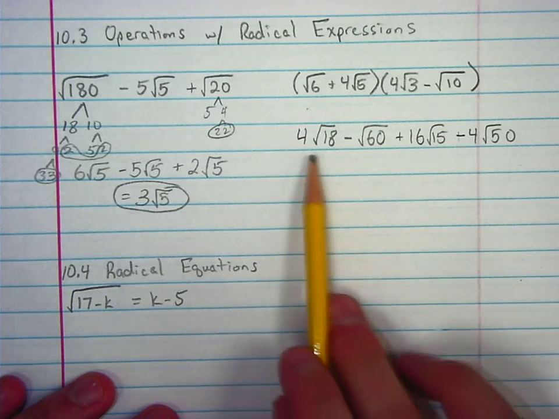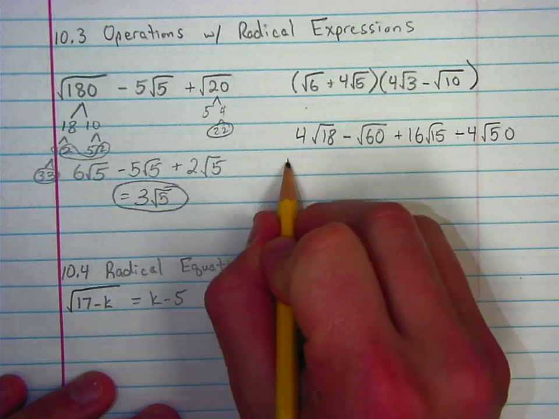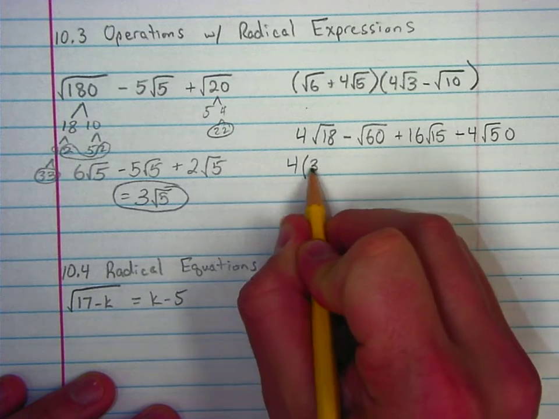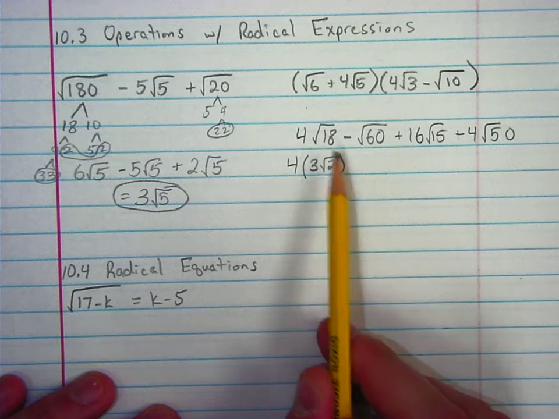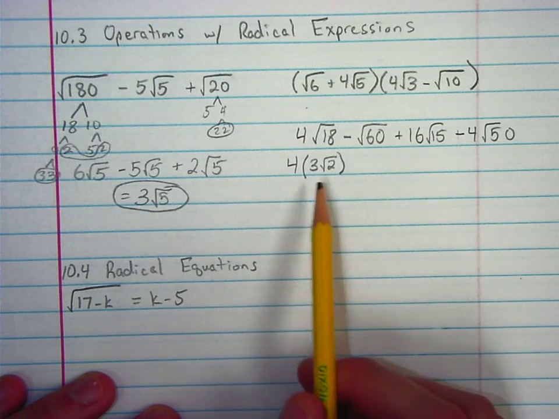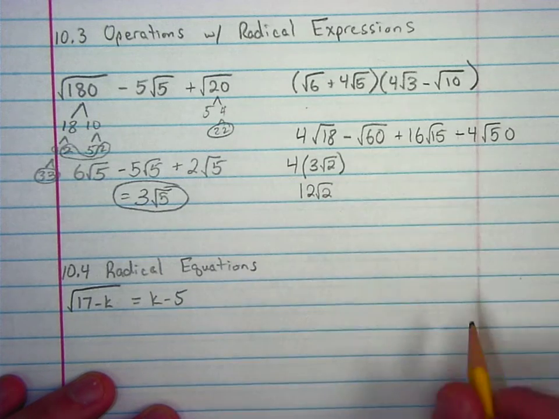Alright, now we're going to have to simplify some of these. So 18 breaks down to 3 times the square root of 2, because you break it down to 9 and 2, and then the 9 is a perfect square, so you pull the 3 out. So this is going to be 12 times the square root of 2.